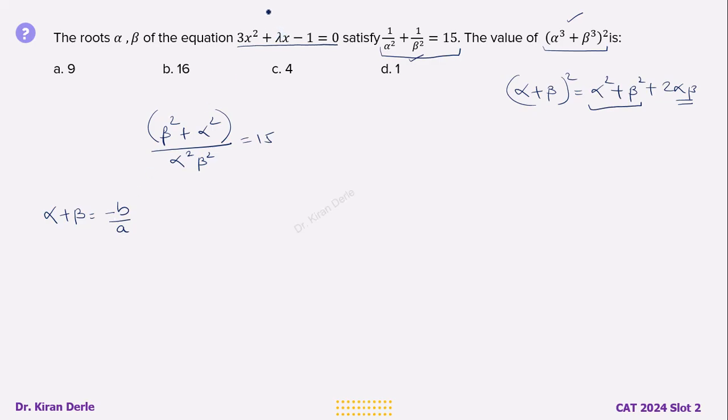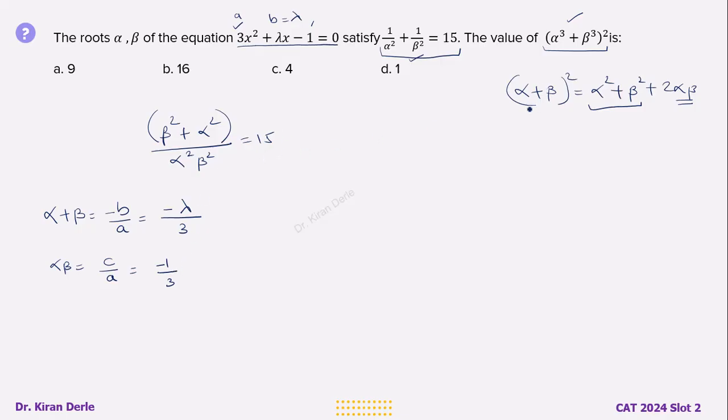Here, what is the value of b? b is equal to λ, and a is 3. So −b/a is −λ/3. This is the sum of roots. What is the product of roots? The product of roots of a quadratic equation is equal to c/a. What is the value of c here? Minus 1. So −1 upon the value of a, which is 3. That's it. −1/3 is the product of roots.